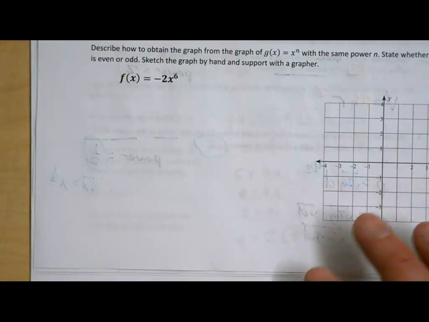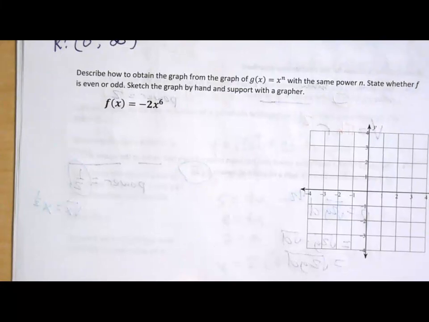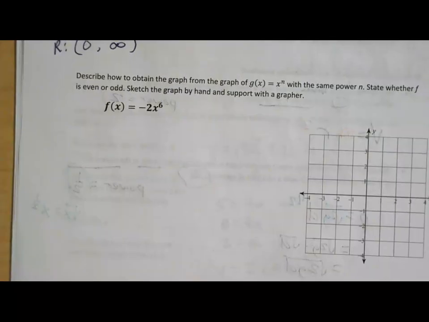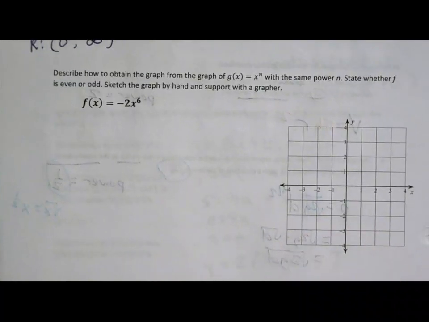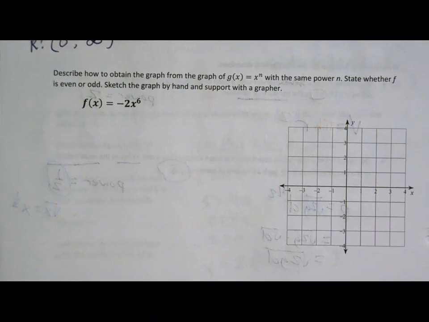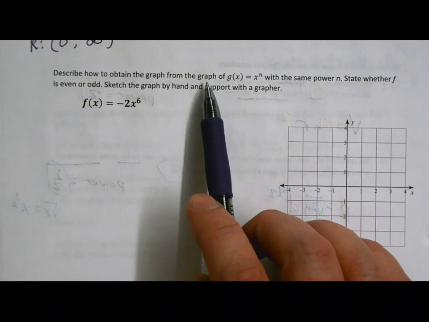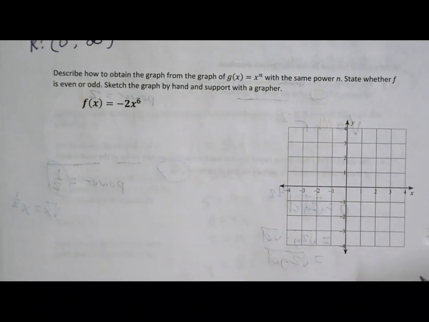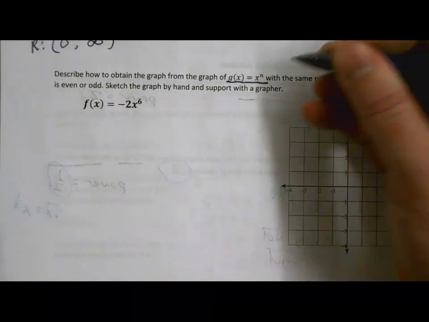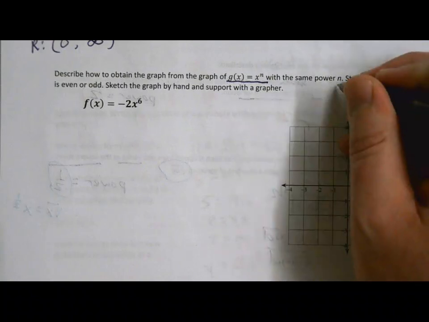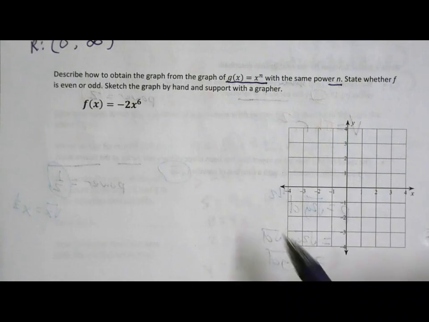We're going to transform this. Now, these are the exact instructions that you'll see in your assignment. I copied and pasted these in here because the first time I ran into these, I was having a hard time understanding what they were asking me to do. So it's described how to obtain a graph. That's code for we're going to do transformations. Describe how to obtain the graph from the graph g of x equals x to the n power with the same power n. So they're telling us what our parent graph is.